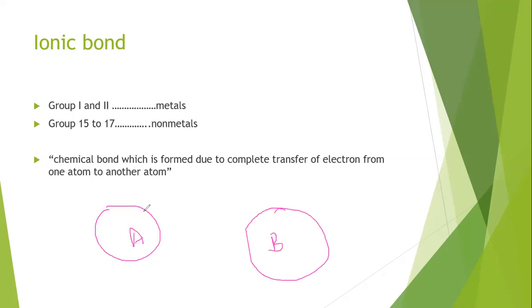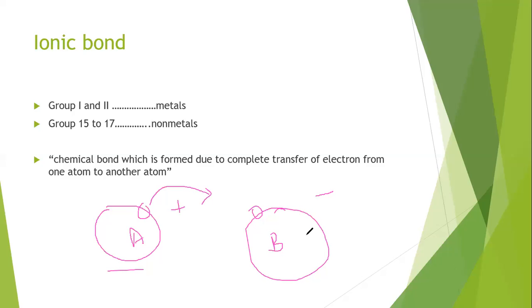In ionic bonding, one atom completely transfers its electron and another atom takes that electron. This type of bonding is called ionic bonding. If one atom donates its electron, it will contain a positive charge. If one atom takes an electron, it will contain a negative charge by the gain of electron. So these two atoms become ions. That's why it is called ionic bonding.